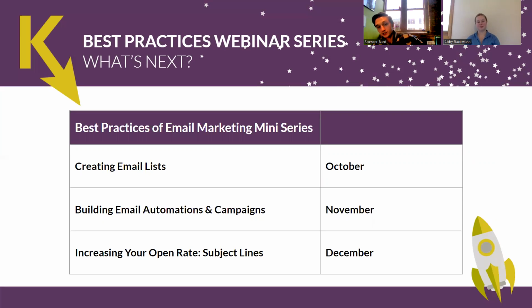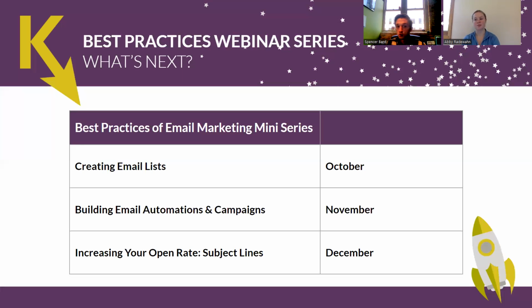We're going to talk first in October about creating targeted email lists so that you're identifying your audience. You're going to be able to send them emails that are relevant to them. In November, we're going to get into the fun stuff, which is the building of the campaigns and actually running those email automations and best practices for that. And in December, we're really going to focus on how you can increase your open rate.